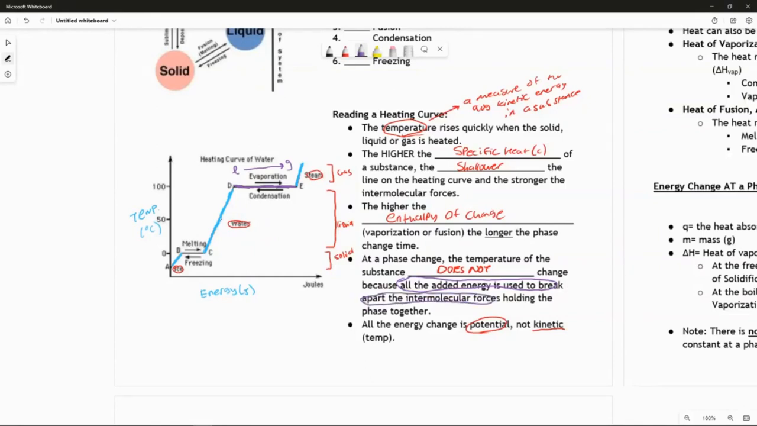So when you go from a liquid to a gas, that means all the energy is converting it from a liquid to a gas. Same for this small purple line here. You're going from a solid to a liquid, right? All the energy is being used to convert the molecule from solid to liquid.